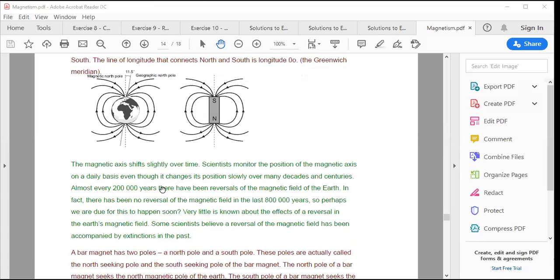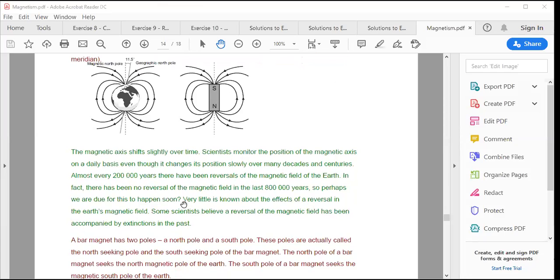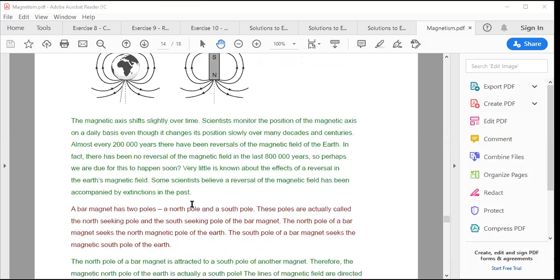Almost every 200 years, there have been reversals of the magnetic field of the Earth. In fact, there's been no reversal of the magnetic field in the last 800 years. So perhaps we are due for this to happen soon. Very little is known about the effects of a reversal in the Earth's magnetic field. Some scientists believe a reversal of the magnetic field has been accompanied by extinctions in the past. So that reversal there, it might result maybe in extinction of some animals or something.